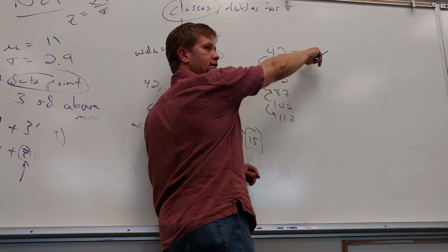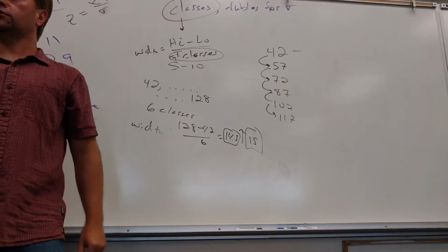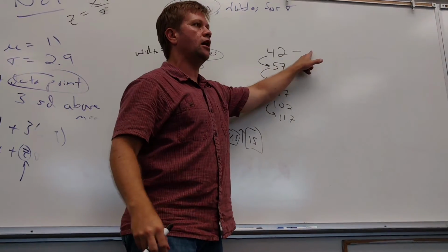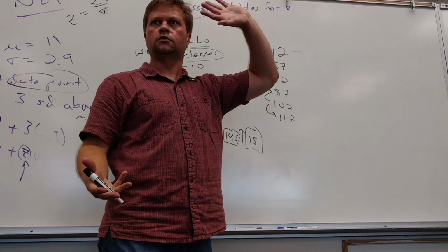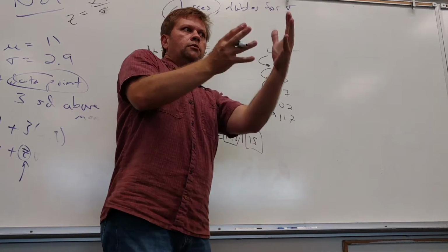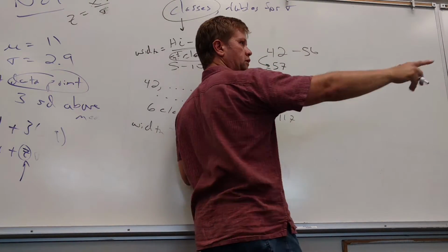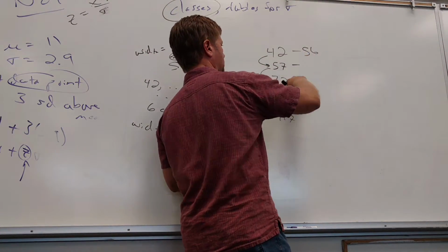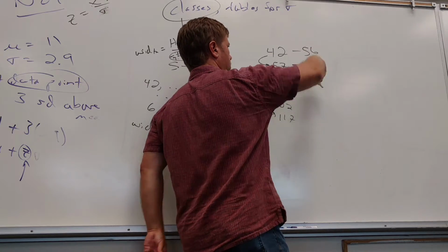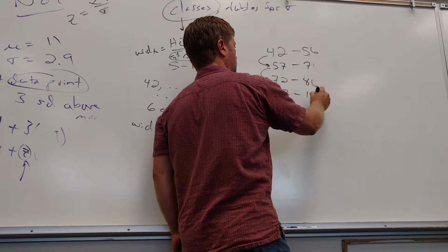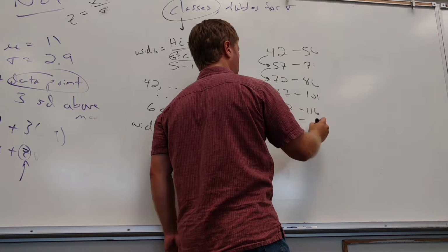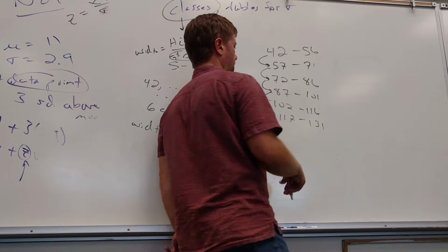117. And now, do you understand why I just can't put a 57 there? Because then where would 57 go? So it's always just one below. This is the book method. It'll be one below, and then you just keep adding 15.